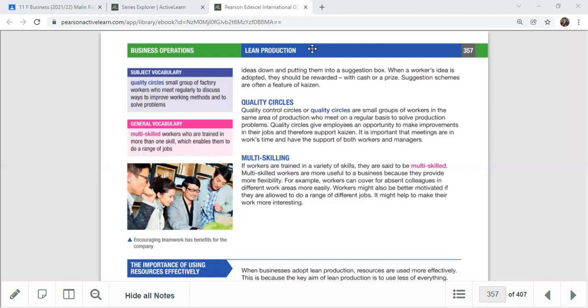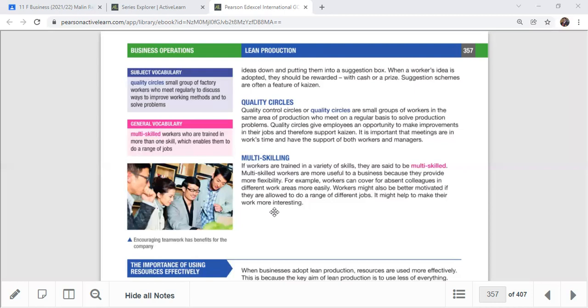And finally, multi-skilling. Multi-skill means workers are trained in more than one skill, which enables them to do a range of jobs. Multi-skill is like a cricket team, where there are batting, bowling, and fielding specialists. Multi-skilled people are all-rounders. This is also a really important concept nowadays. If workers are trained on a variety of skills, that's said to be a multi-skilled worker.